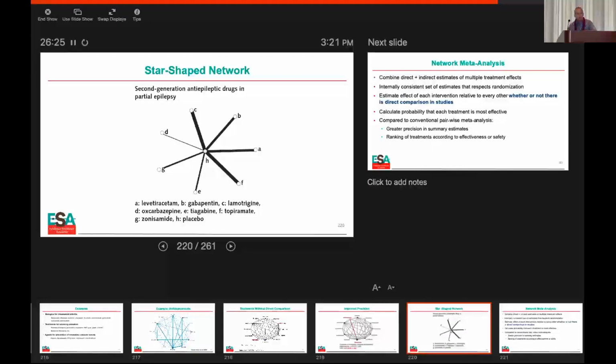Another very common type of network is what's called a star-shaped network. So this is a network for second-generation anti-epileptic drugs. And you can see that in each case, one of the drugs has been compared to placebo, treatment H. So there's a whole bunch of drugs which have been compared to placebo. Presumably these are company comparisons for licensing, but none of the drugs has ever been compared to each other. So in this case, the only way that we can compare the drugs to each other is by comparing their relative efficacies relative to placebo, right? So all we have here are indirect effects.